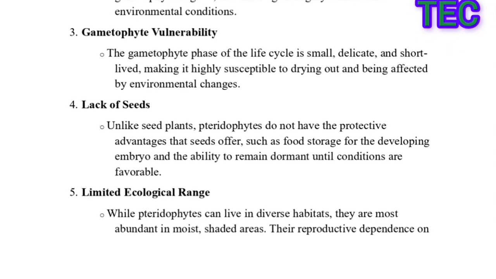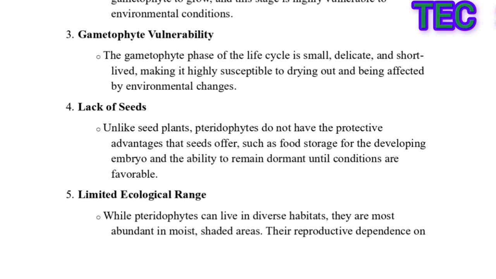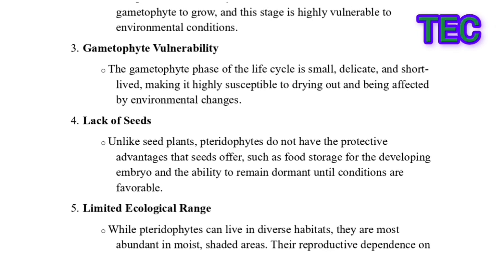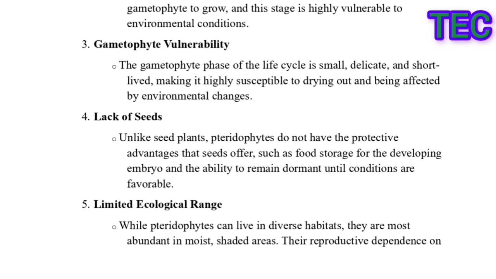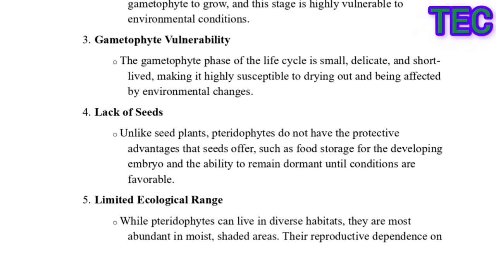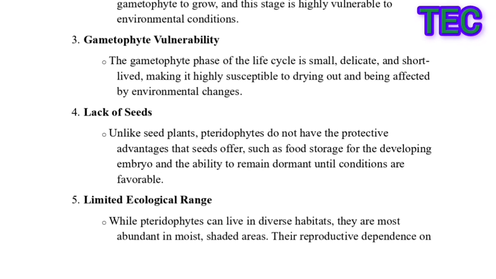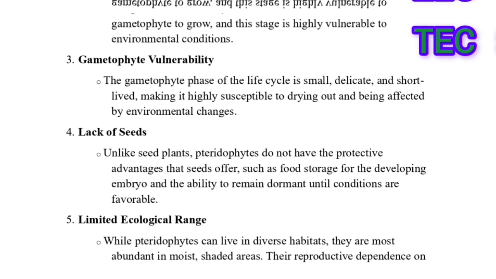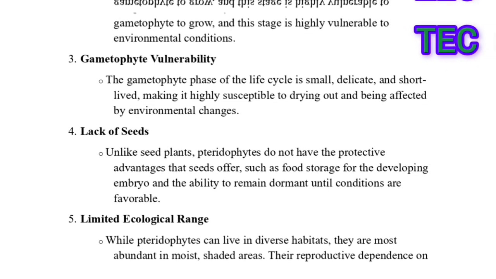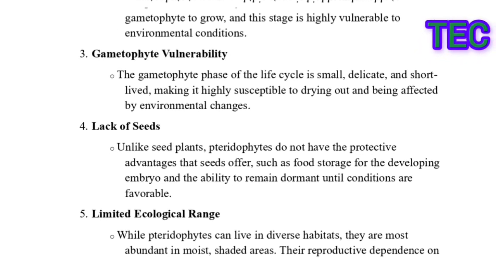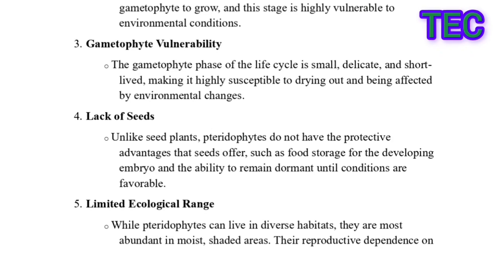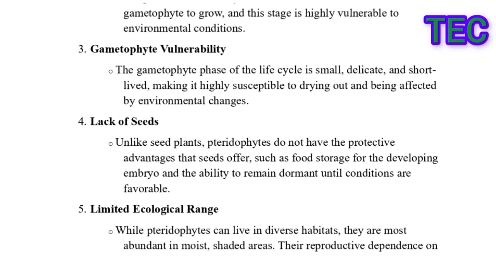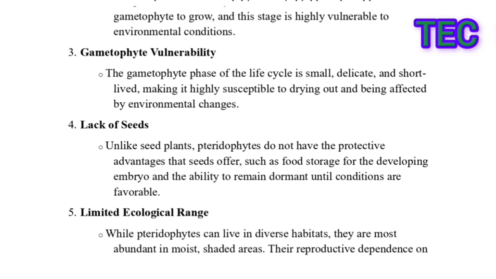Number five, limited ecological range. While pteridophytes can live in diverse habitats, they are most abundant in moist, shaded areas. So they are more concentrated, or they grow more, in moist and shaded areas, like in forests. Their reproduction depends on water, which limits the ability to colonize drier environments compared to seed plants. So if you look at the terrestrial environments, you'll find that a large part is not covered with pteridophytes, because they have specific favorable environments. They need water, they need very moist areas, shade. Those are the areas where the pteridophytes can survive.